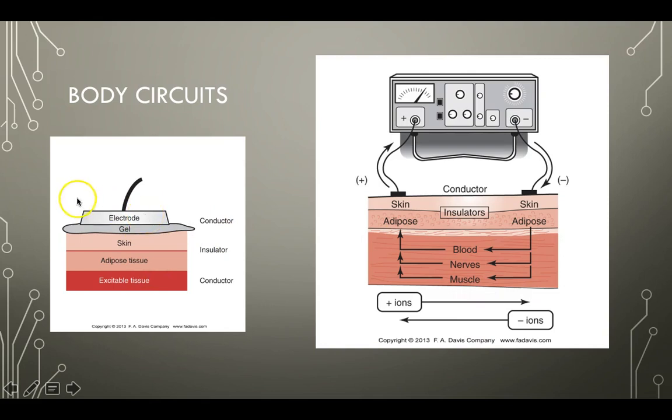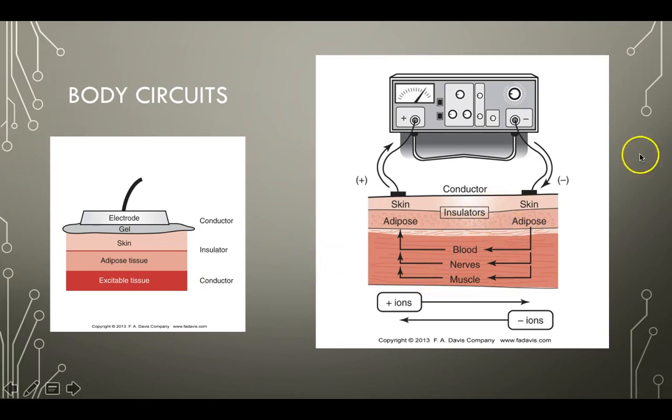At the electrode, we want to create a medium that allows the electrons to flow. Usually this is a gel, or if we're using self-adhesive electrodes, the gel's already in place. Then it reaches the skin, which is a big insulator. Same with the adipose tissue. Those are things that don't want to let a lot of current flow. Then we get down to the excitable tissues, so cell membranes, nerves, muscle tissue, and those become conductors because they will adjust to the flow. Each tissue has a different ability to conduct.